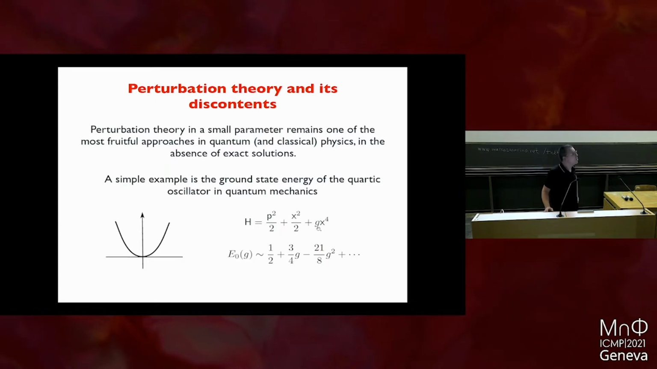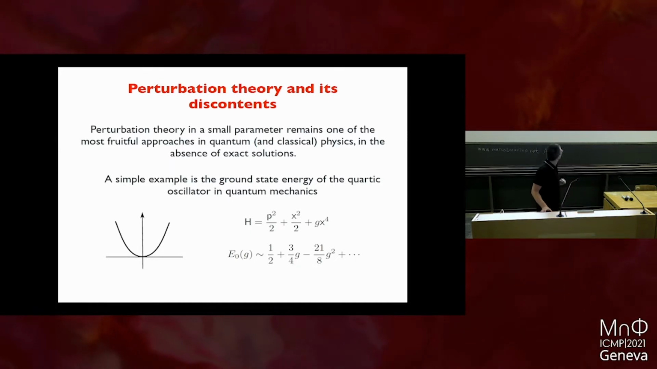And I have to say that already the first paper on quantum mechanics by Heisenberg addressed this problem, not for a quartic perturbation, but for a cubic perturbation, and he developed already the basis of perturbation theory in quantum mechanics. So what you can do, and this is something that we teach our students to do, is to calculate the energy levels of this Hamiltonian as a power series in g.